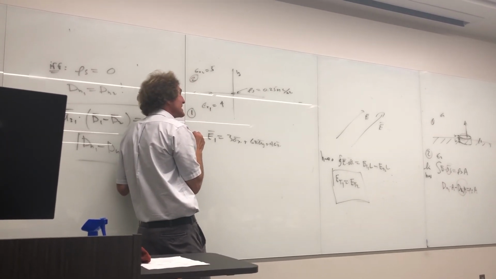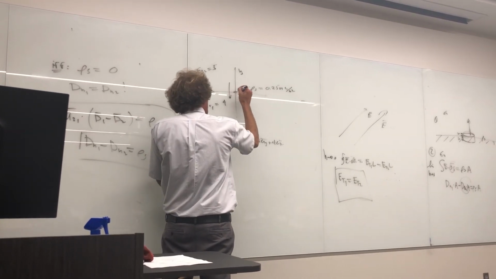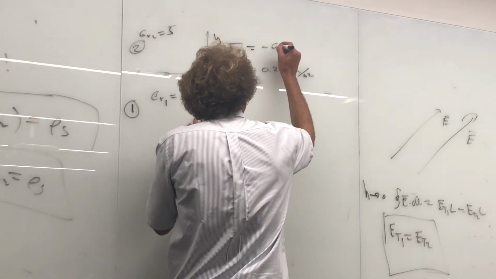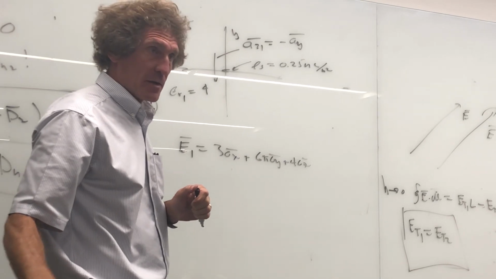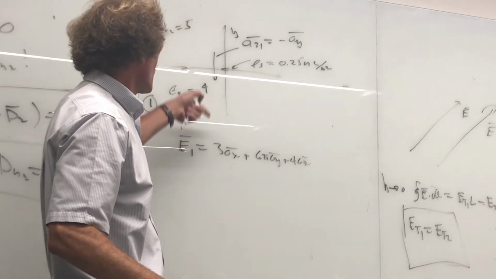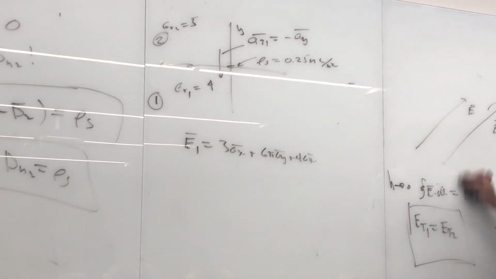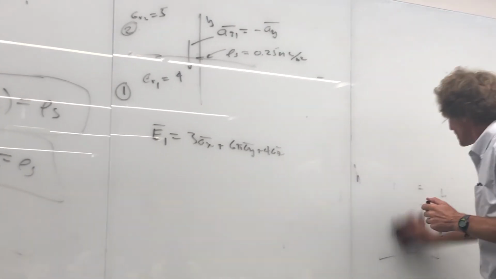First thing we do is get a unit vector in this direction, from 2 to 1. That is your A21. Well, that would be minus AY. Do you all agree with me there? Right. If it goes from 2 to 1, it's that way. Now we do this. He wants the E field in region 2, is that it? Yeah, he says find E2.